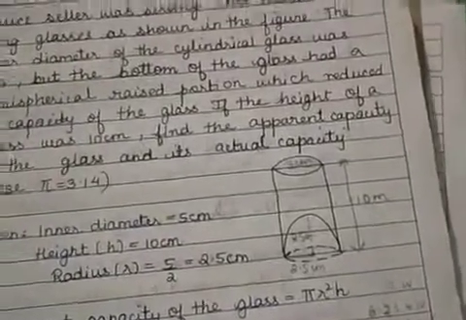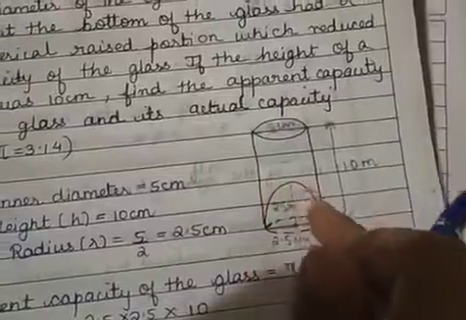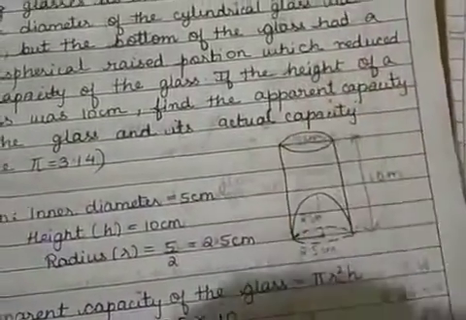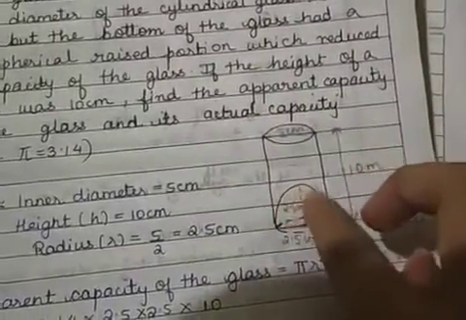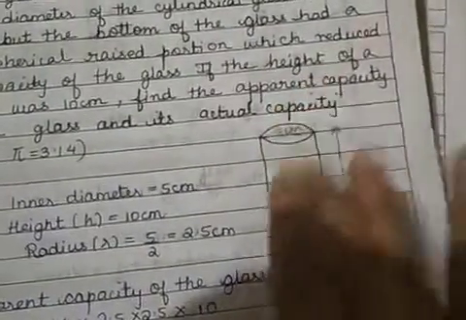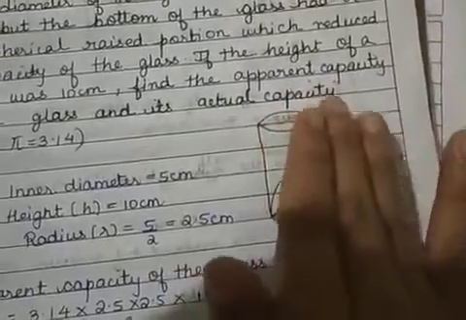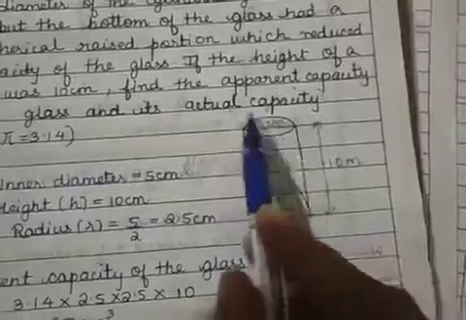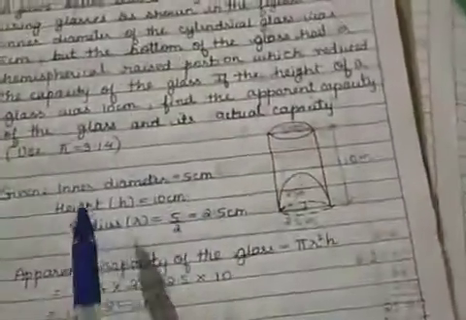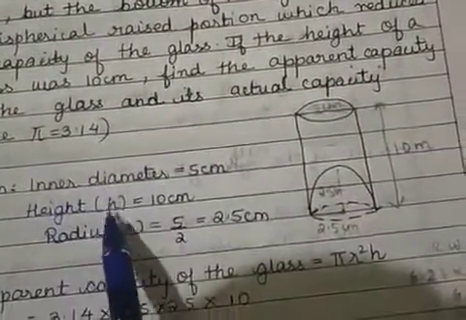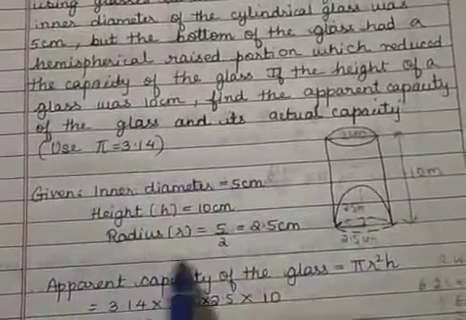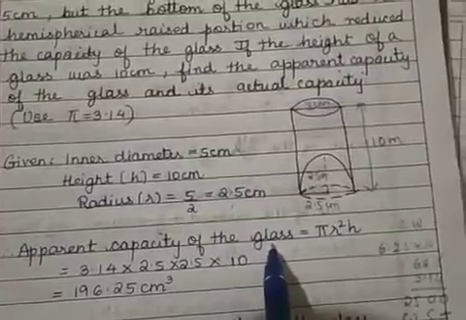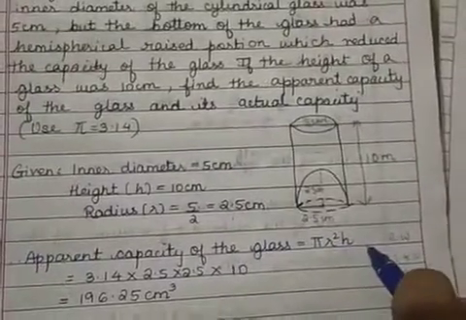Apparent is when this part is not there. If suppose this was not there, then what would be the volume? It will be the volume of the cylinder, right? So apparent capacity is nothing but the volume of the entire cylinder. So first let us write down whatever is given to us. Now the apparent capacity of the glass is pi r square h.